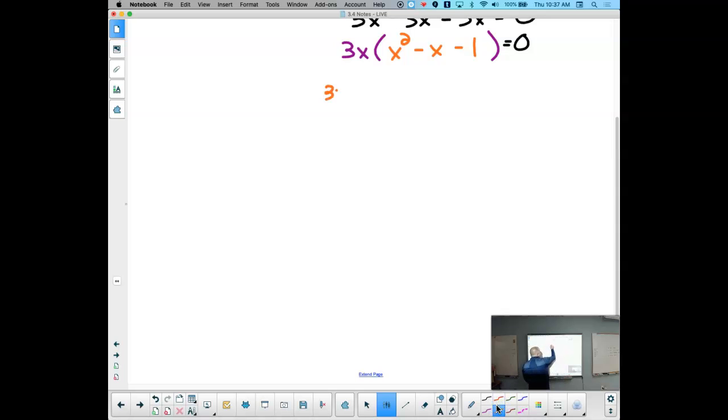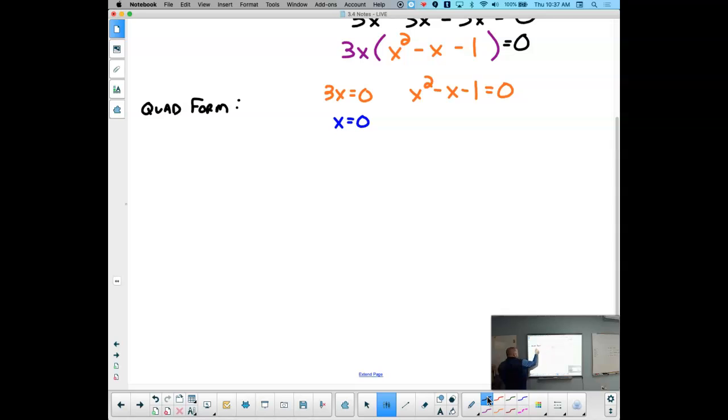So we would say 3x equals 0, and we would go x squared minus x minus 1 equals 0. And so we would still get here x equals 0 for one of our solutions. We're good there. But now we got to figure out how we can solve x squared minus x minus 1. And I'm going to possibly bring up a painful memory. Okay? We use what's called the quadratic formula.